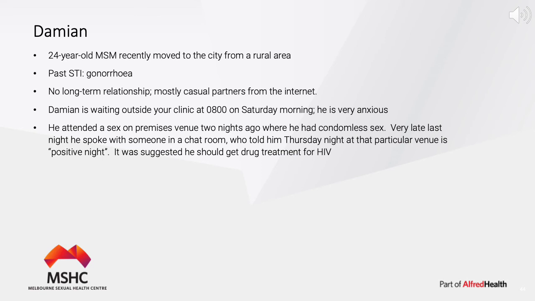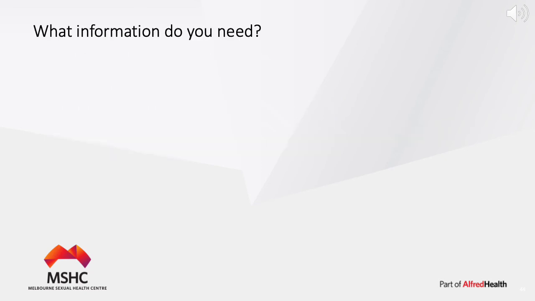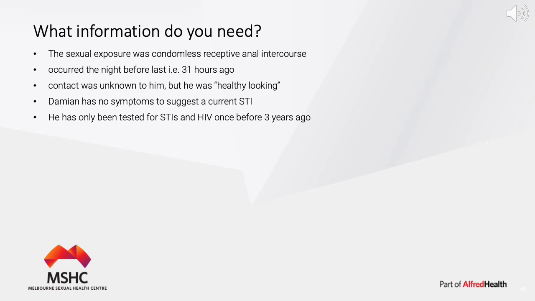It's very early on a Saturday morning, because he's very, very anxious. He attended a sex on premises venue two nights ago where he had condomless sex. And when he spoke with that person in the chat room, he was told that Thursday night at that particular venue is a positive night. So that means the likelihood of you sleeping with someone who's got HIV is very high. And it was suggested that he should go and get access to treatment to prevent HIV. Okay. So what information do you need?